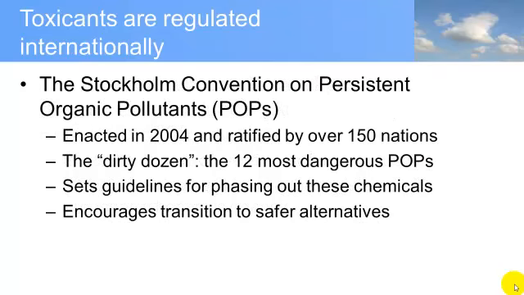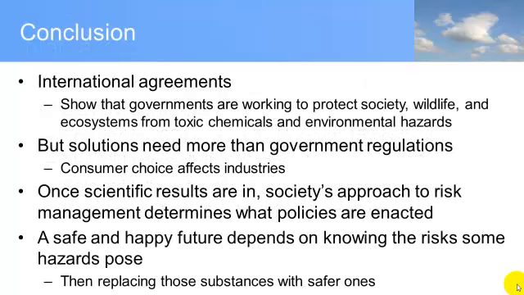The Stockholm Convention on Persistent Organic Pollutants targets the 12 most dangerous POPs, which are referred to as the Dirty Dozen. This was enacted in 2004. It's been ratified by over 150 nations. Unfortunately, the United States is not one of them. And it sets guidelines for phasing out these chemicals and encourages transition to safer alternatives.